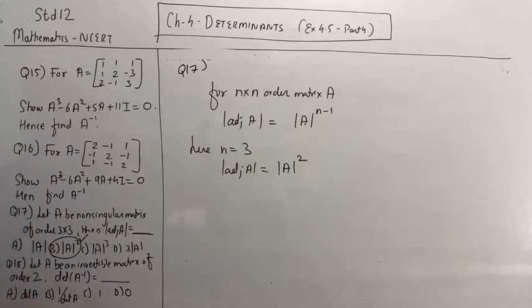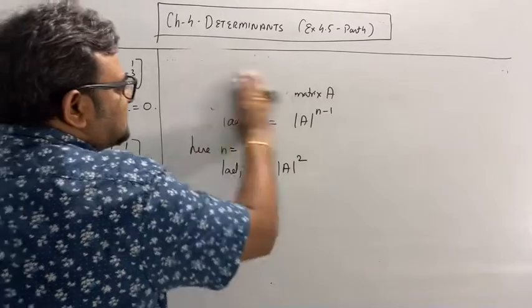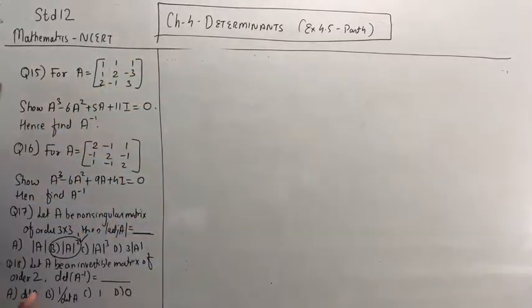Clear? So this was about question number 17. So just note it down. Okay, now let's see the last question of this exercise, that is question number 18. Let A be an invertible matrix. Invertible matrix means the matrix whose inverse exists, of order 2. Obviously it will be 2 cross 2 because inverse only exists for a square matrix.